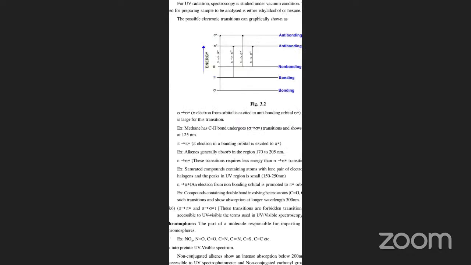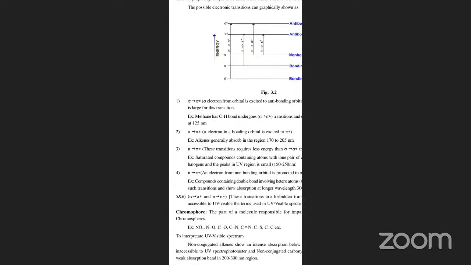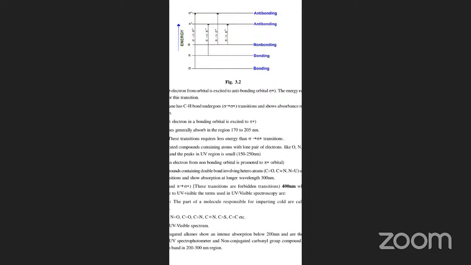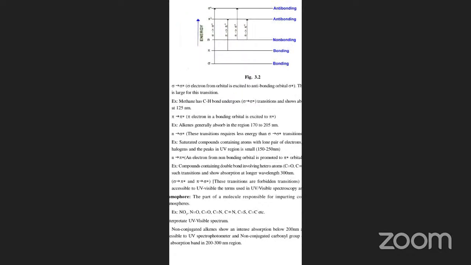Next, n to pi star. An electron from a non-bonding orbital is promoted to a pi star orbital. Compounds containing double bonds involving heteroatoms, C double bond O, C triple bond N and N double bond O, undergo this transition and show absorption at longer wavelength, around 300 nanometers. Sigma to pi star and pi to sigma star transitions are forbidden transitions, not accessible to UV visible.